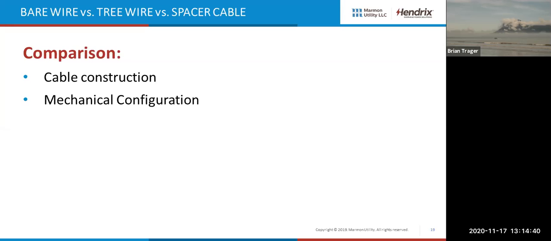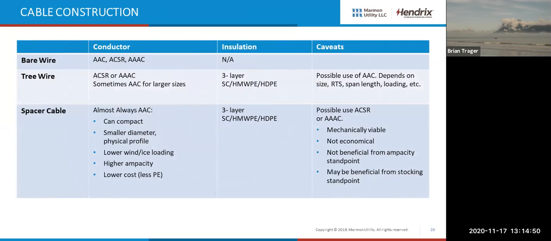Great. So let's start at the beginning. Let's start comparing bare wire, tree wire, and spacer cable with cable construction. Bare wire, we're usually using ACSR, triple AC, sometimes double AC. Tree wire is almost always ACSR or triple AC because it's self-supported. It's fully under tension. Spacer cable, there is no tension in the phase conductors.